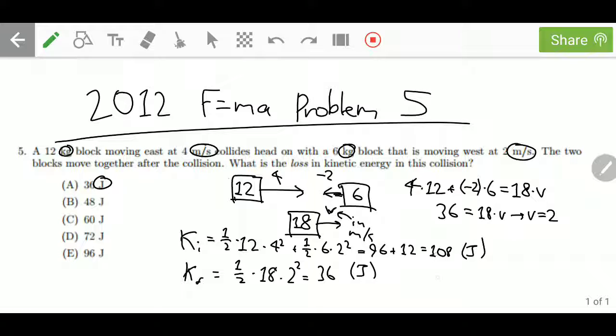And so the difference, we can see that the loss of kinetic energy is Ki minus Kf. 108 minus 36 is 72 joules. And so that is our answer.